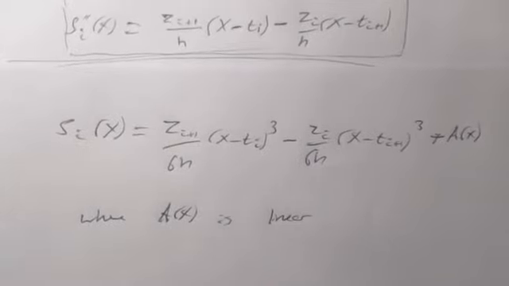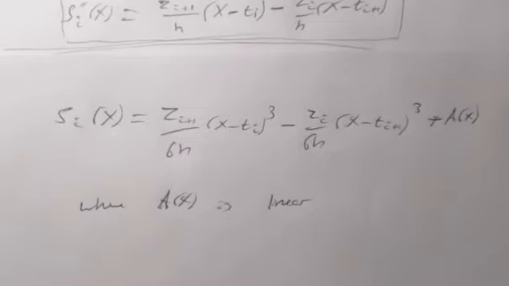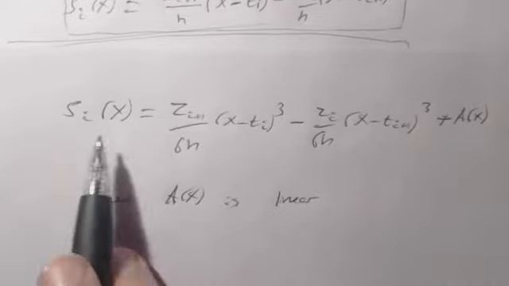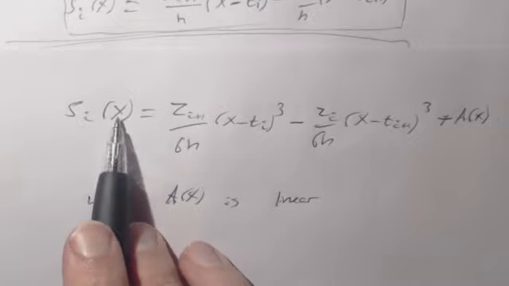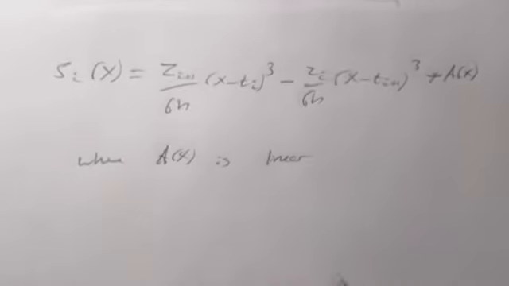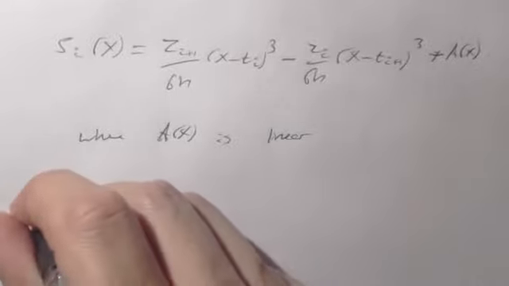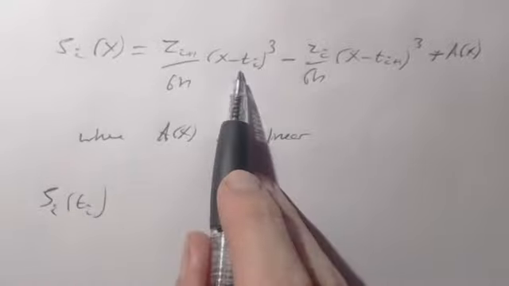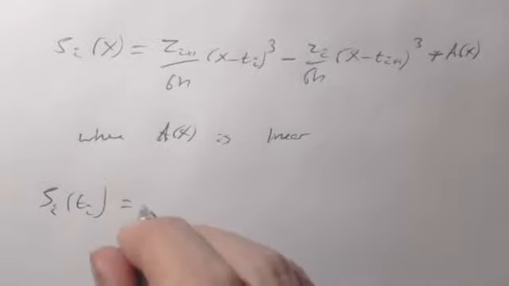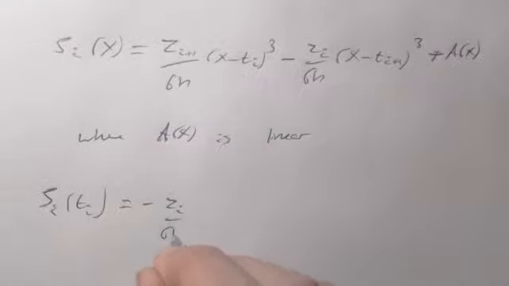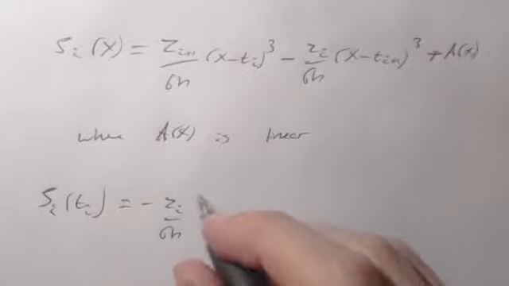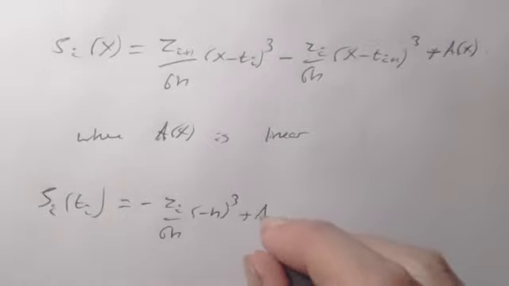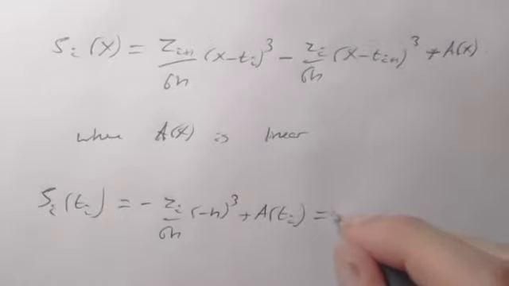What we're going to do now is the same trick again, except here A(x) is our linear function. We know that Si at ti is yi and Si at ti plus 1 is yi plus 1. So let's plug that in and see what we get. We get Si at ti, this is 0, so this is minus zi over 6h, and this is going to be minus h cubed, plus A(ti) is equal to yi.